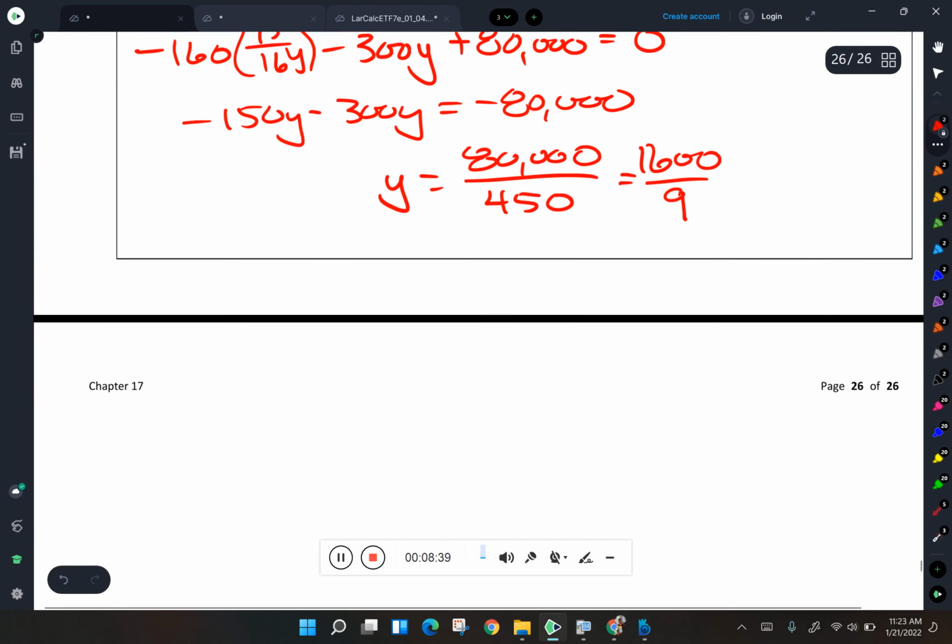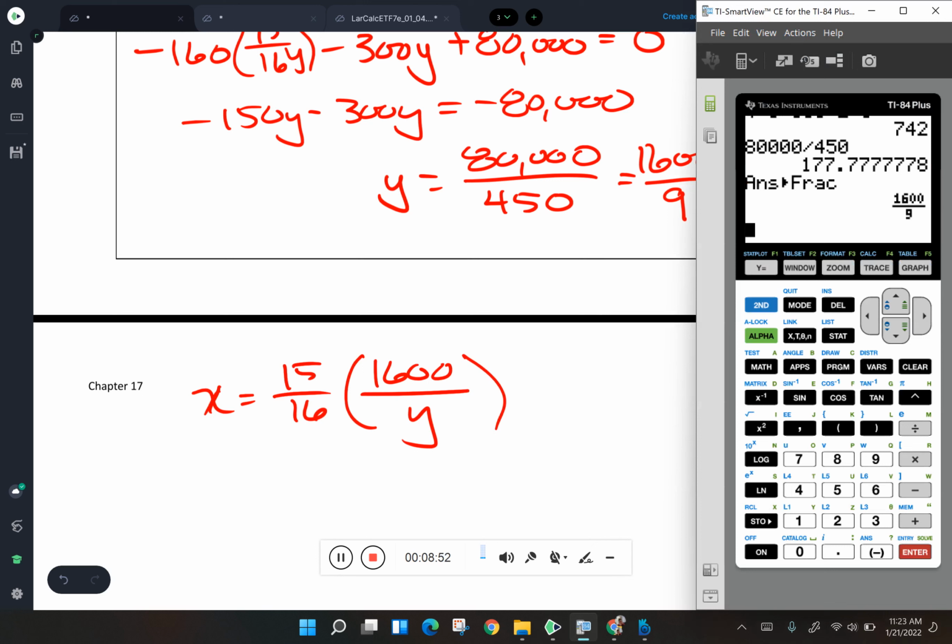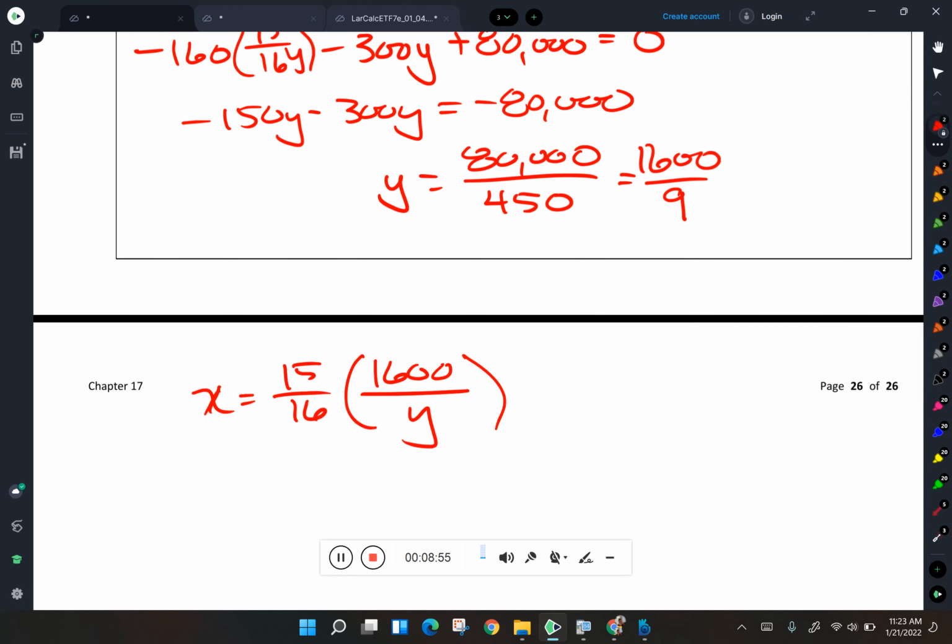So then x is equal to 15/16 times 1,600 over 9. Oh, one too many zeros. It is 1,600, right? Yeah. The 16s will cancel. It's 1,600 over 9, and so the 16s cancel, and I get 1,500 over 9. Those both divide by 3, so 500 over 3.